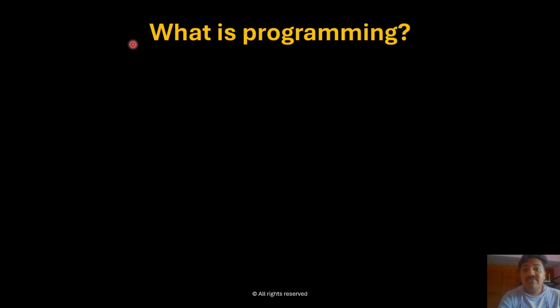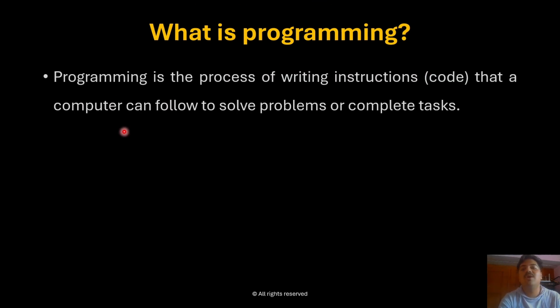So let us start with what is programming. What's one of the most important questions? What is programming? Programming is the process of writing instructions, that is also known as code, that a computer can follow or understand to solve a problem or complete a task. We write codes that are understandable by a computer to solve any problem, because a computer cannot understand the normal languages that we use daily in our life, that is English or Hindi. So instead of that, we write codes for the computer.